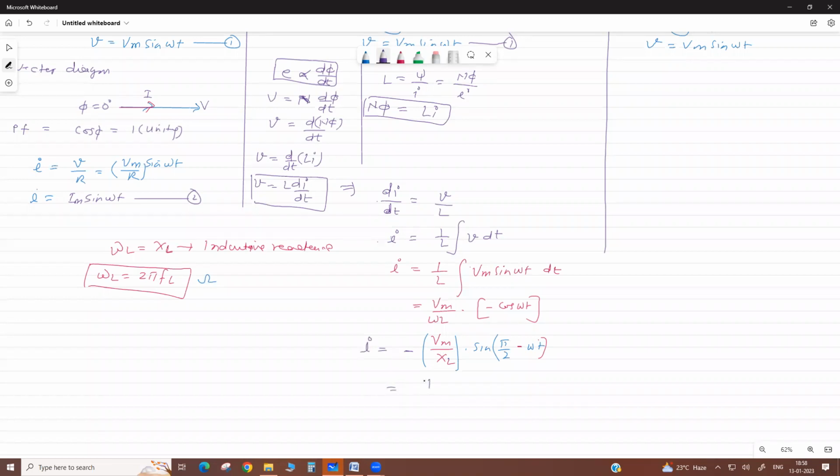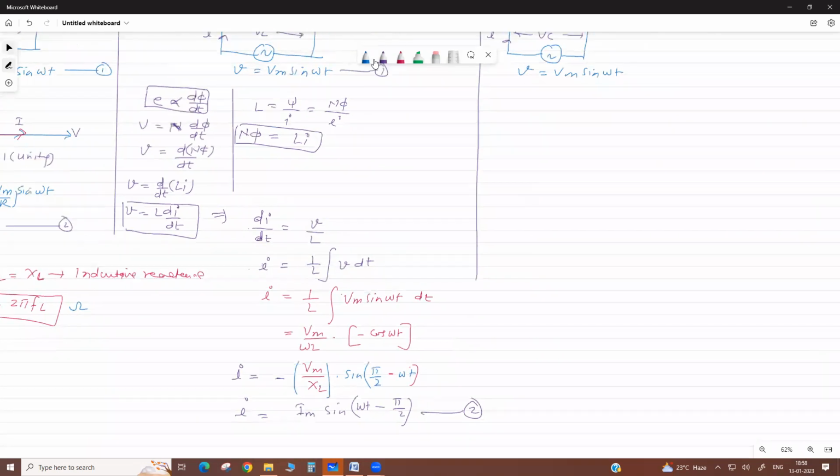So this is Im. If the minus sign goes to this side, then it converts into sine omega t plus, and this becomes minus pi by 2, which means 90 degrees. So this is your current equation. Observe equation 1. You have to remember this is the current equation in an inductor.